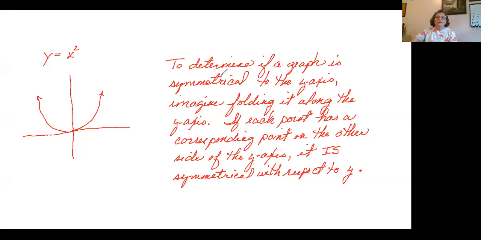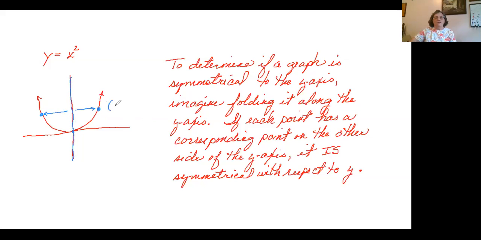To determine if a graph is symmetrical to the y-axis, here's your y-axis. Picture folding it along the y-axis. If every point on one side of the y-axis has a corresponding point on the other side, every point, (0, 0) is symmetrical to itself.